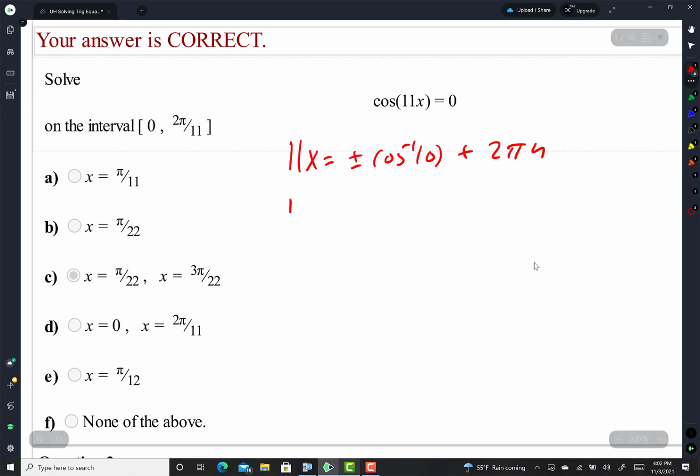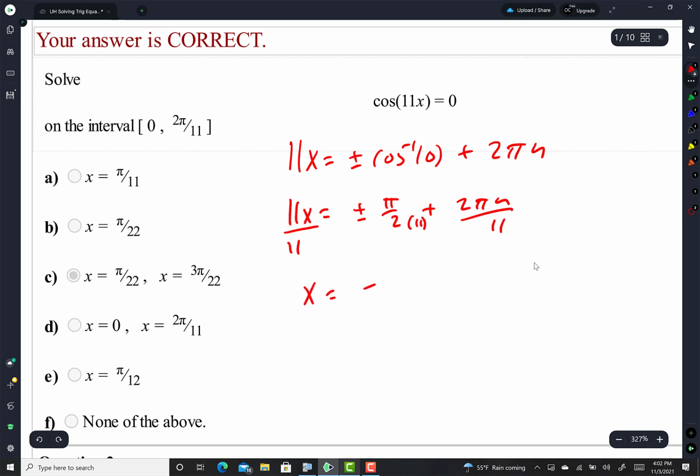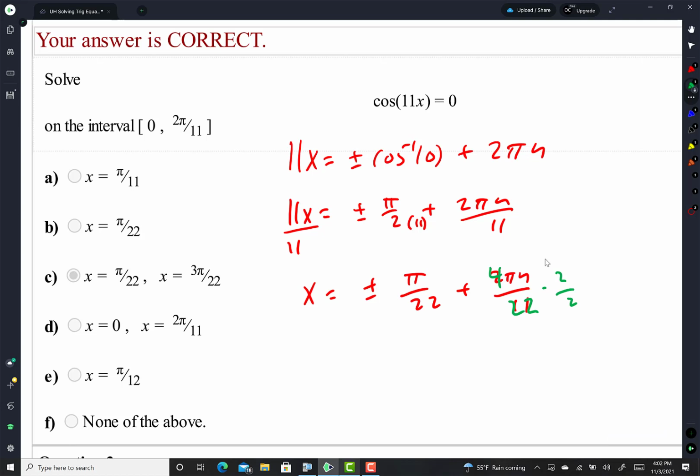So then arc cosine of 0 is pi over 2. So I'm going to leave it as, well, I guess plus minus pi over 2 technically, plus 2 pi n. But it's probably going to be the same situation as before, right? Divide by 11, divide by 11, divide by 11. So I'm going to write x equals plus minus pi over 22 plus 2 pi n over 11. And I'm just going to double it, times 2 over 2. So 4 pi over 22. So that way I can add them up, guys.